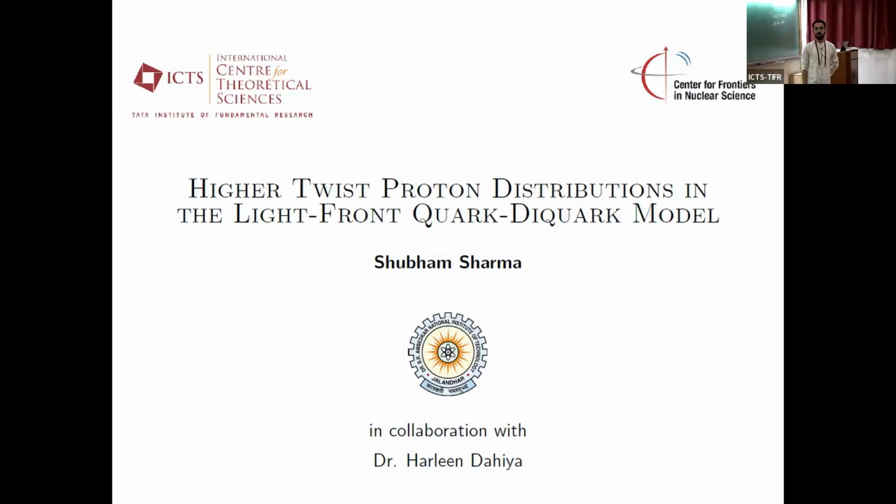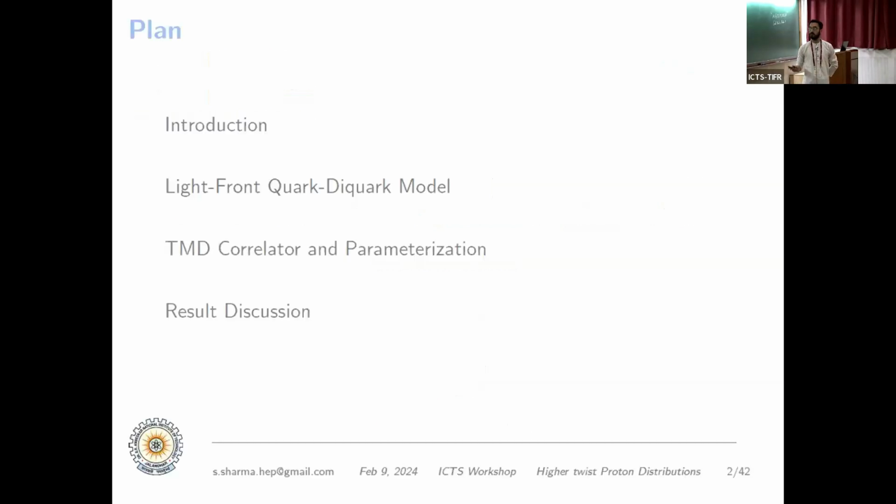My name is Shubham Sharma and I am doing PhD under the supervision of Dr. Haleen Daya from Dr. B.R. Ambedkar National Institute of Technology, Jalandhar, India. The topic of my today's presentation is higher twist proton distributions in the light front Quark-Diquark model.